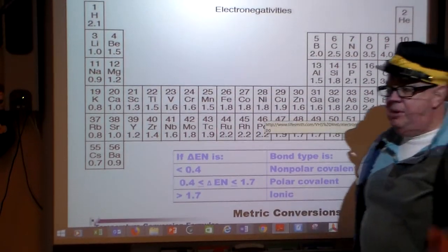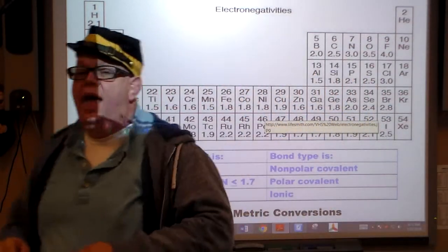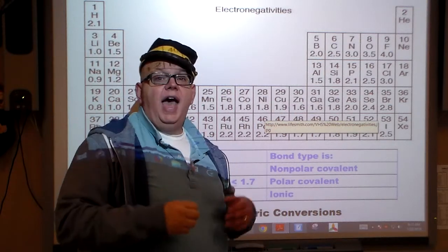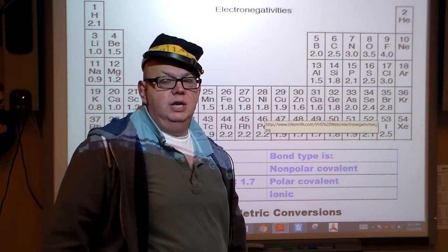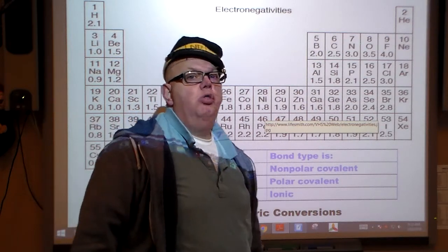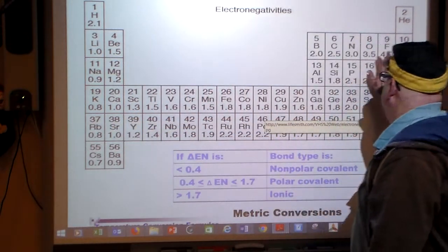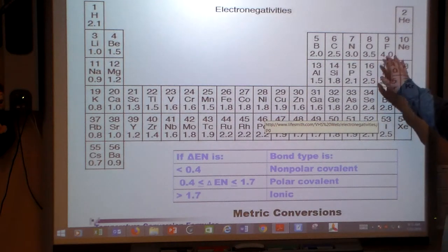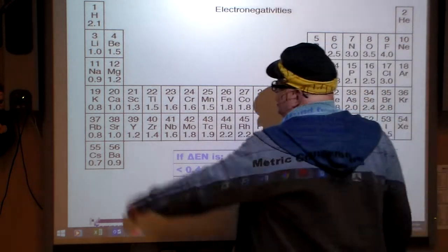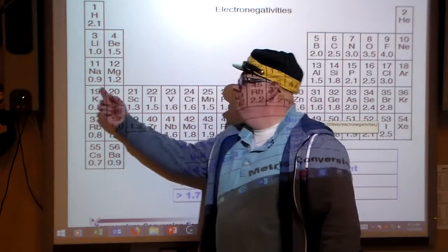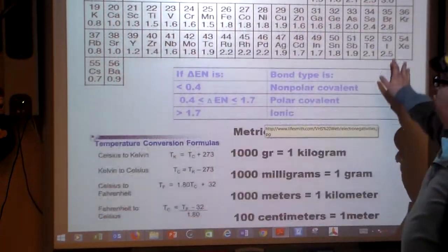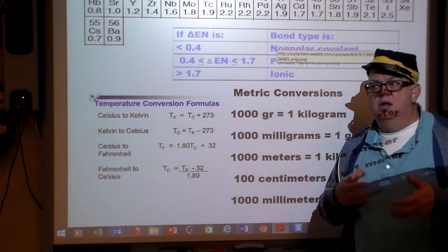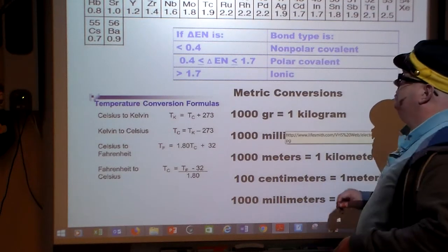Electronegativities. Remember the idea behind the electronegativities? How badly does the atom want the electron from the other atom to bond to it? The higher the number, the more it wants it. So fluorine really likes electrons from another atom. We look at sodium, not so much. So you've got the chart here to predict what kind of a bond exists between 2 atoms.